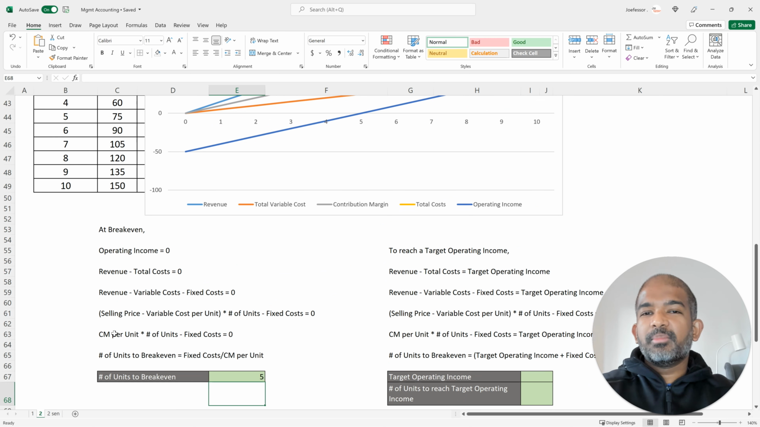But what if the firm has a target operating income in mind? Okay, they don't want to break even, but they want to generate a profit of a certain amount.